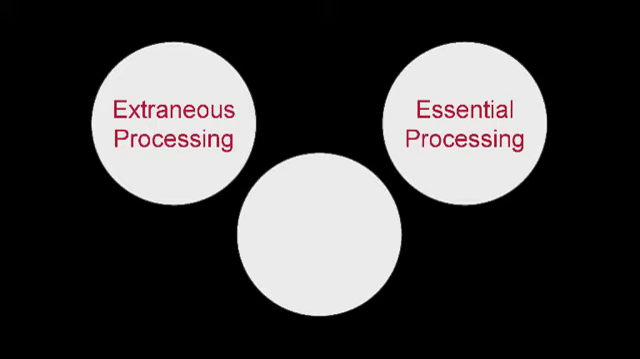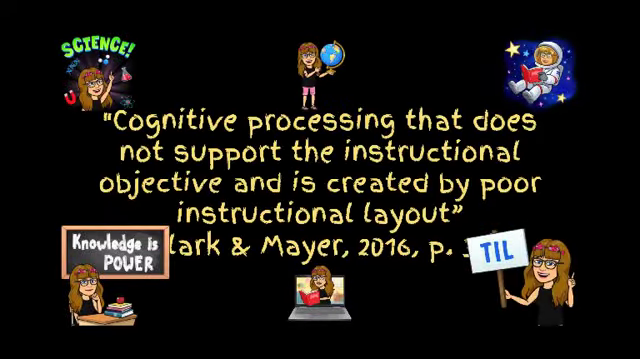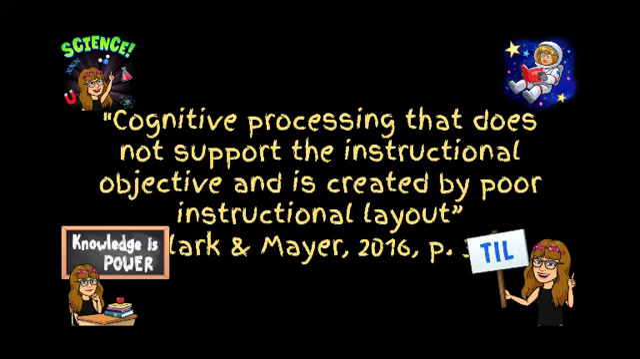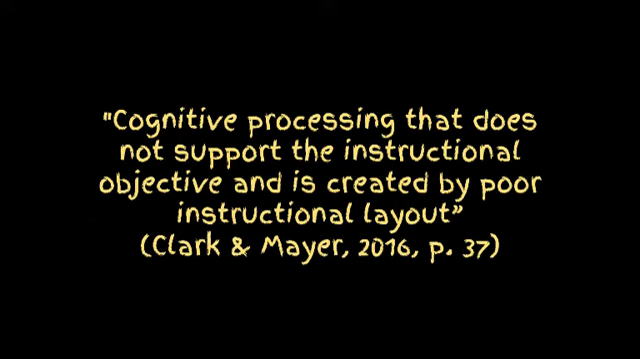Since people have limited capacity, we can create instruction to support active processing, considering the three demands on cognitive processing capacity: extraneous processing, essential processing, and generative processing. Extraneous processing is cognitive processing that does not support the instructional objective and is created by poor instructional layout. The goal is to limit extraneous processing through reduced unneeded material in the lesson and create simple designs or layout.